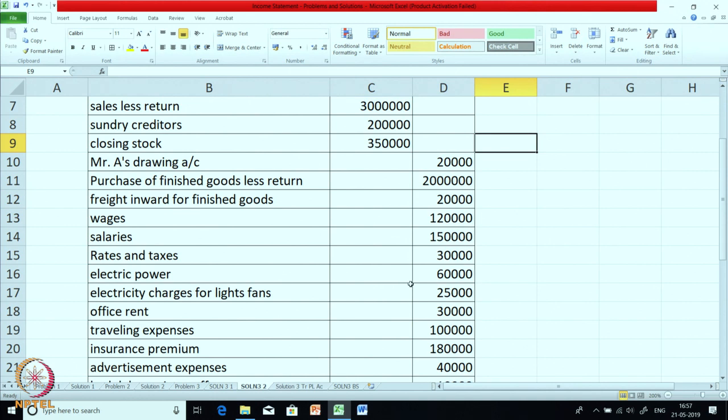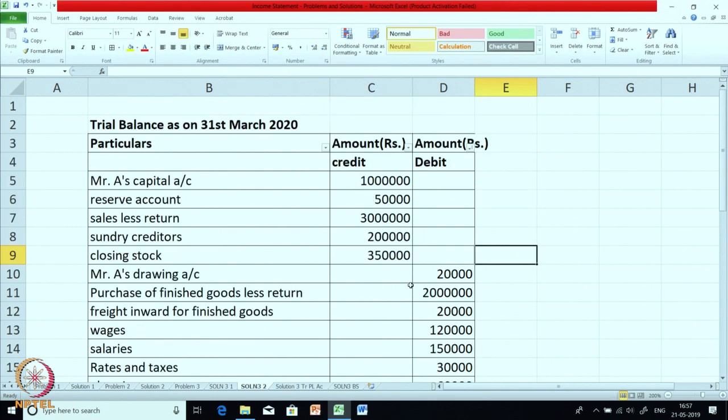I hope you are ready with the solution. Are you ready to see the solution? Since we have done it before, I hope you know the process. For example, A is capital, where will you take it as? You know it is a liability item in the balance sheet. If you want, you can go on marking it like this.